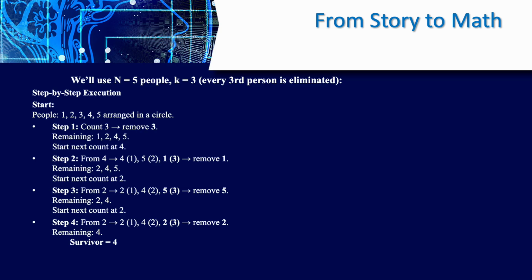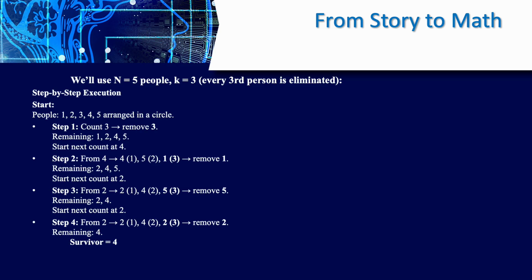Step 1: you start from 1, count to 3 and remove person 3. The remaining people are 1, 2, 4, 5, as in the previous diagram. Again you start from the 4th person and count to 3, that means 4, 5, 1, and remove person 1. So the remaining are 2, 4, 5. Coming to step 3, again you start at 2 and count to 3, and remove person 5. Remaining we have 2, 4. Start at 2 and count to 3, remove person 2. Finally the survivor is 4.